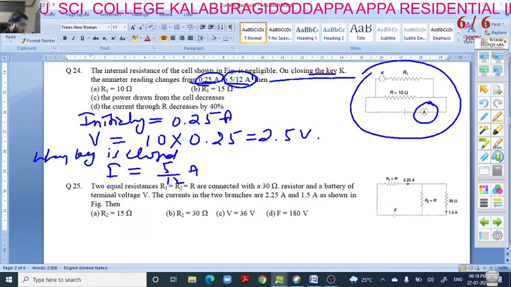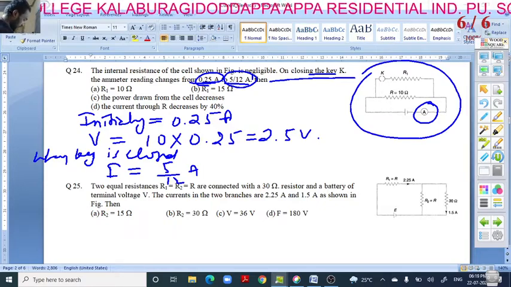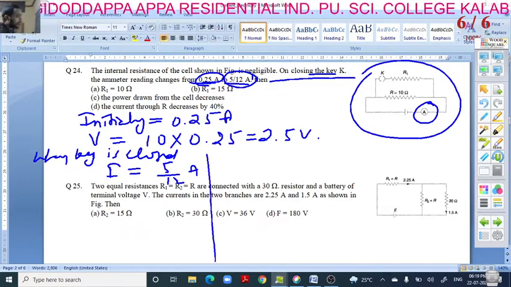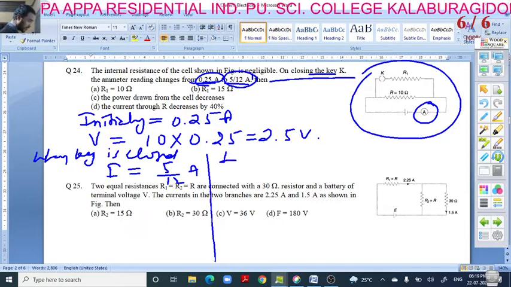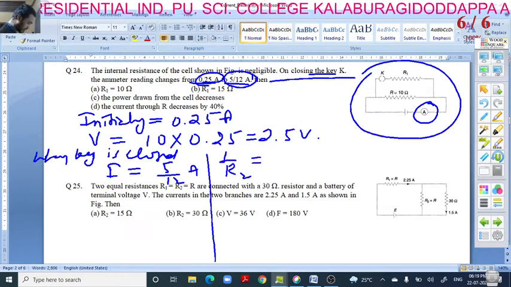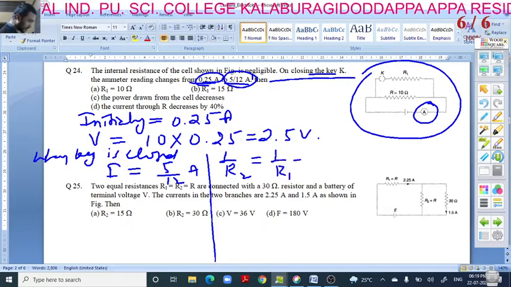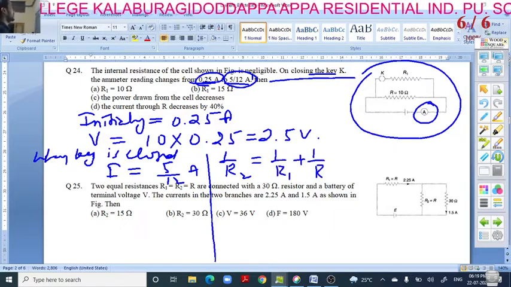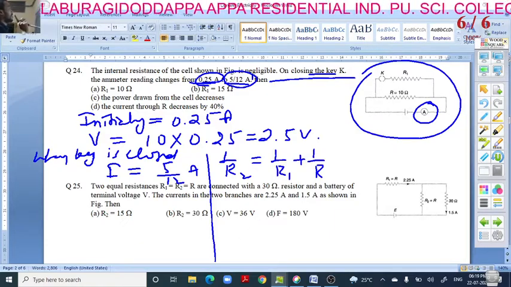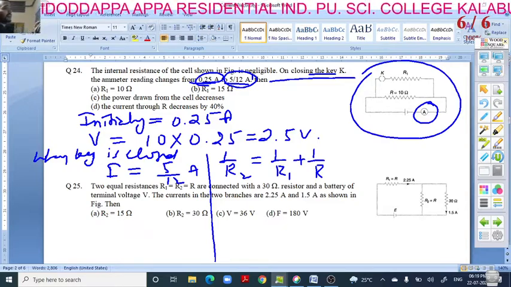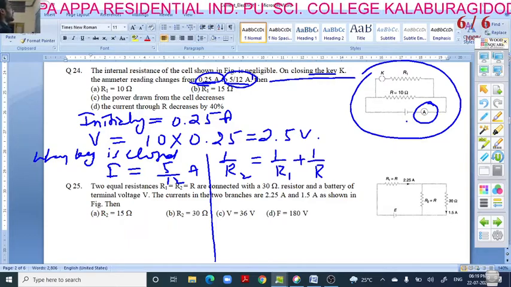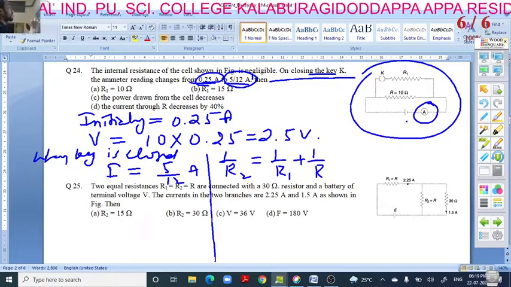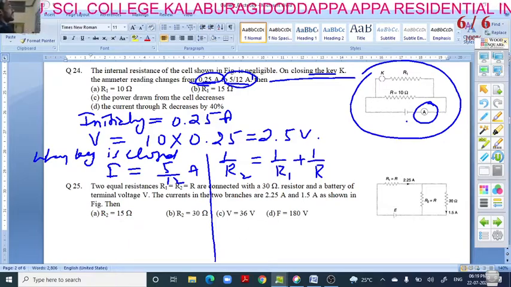Then the effective resistance I am going to find here. If R2 is the effective resistance, then it is given by 1 by R2 is equal to 1 by R1 plus 1 divided by R. Once you observe the question, the internal resistance of the cell, as shown in the figure, is negligible. On closing the key, current falls from 0.25 to 5 by 12.